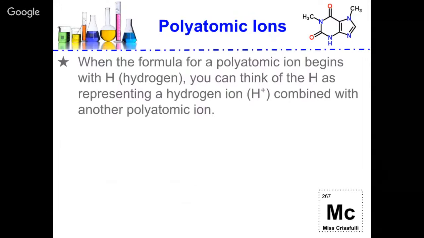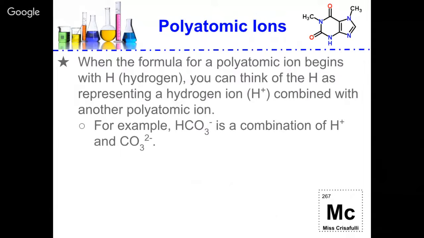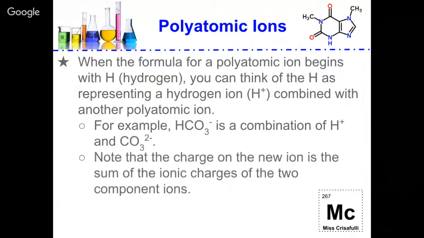So when writing a formula for a polyatomic ion that begins with H, or hydrogen, you think of the H as representing the hydrogen ion H+, combined with another polyatomic ion. So for example, HCO3- is a combination of H+ and CO3 2-. So the charge of the new ion is going to be the sum of the H+ and the CO3 2-, and so it'll have an overall charge of -1, which it does.